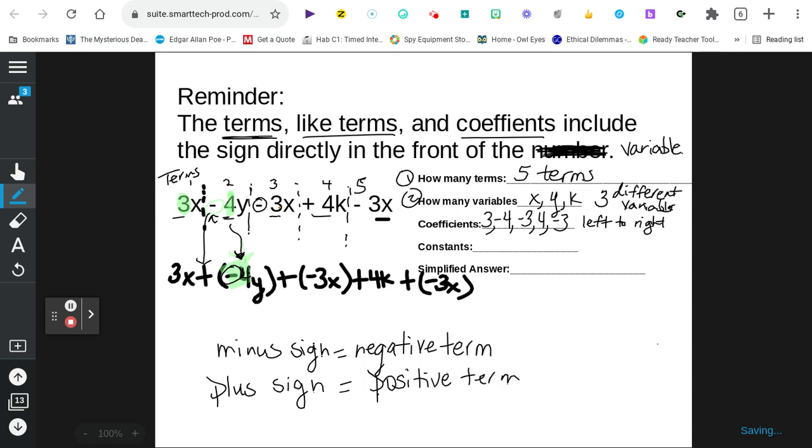When I say negative term, I mean it has a negative coefficient. That variable attached to it has a negative coefficient, or the number attached to the variable is negative. Okay? This one, if it's a positive term, it means it has a positive coefficient.